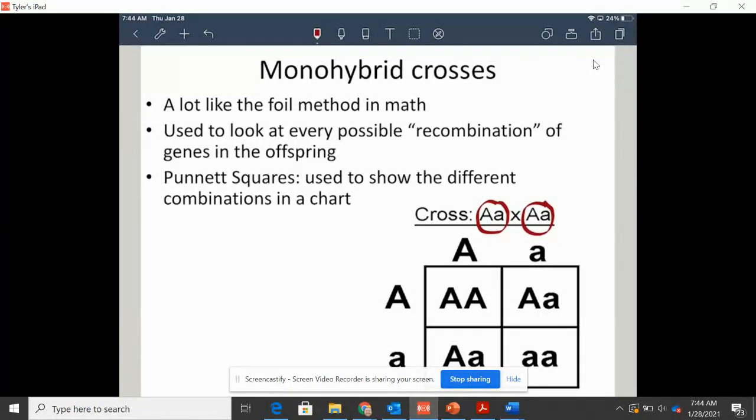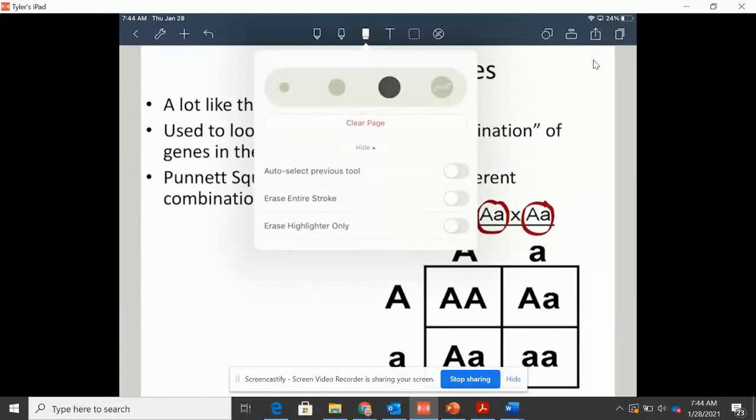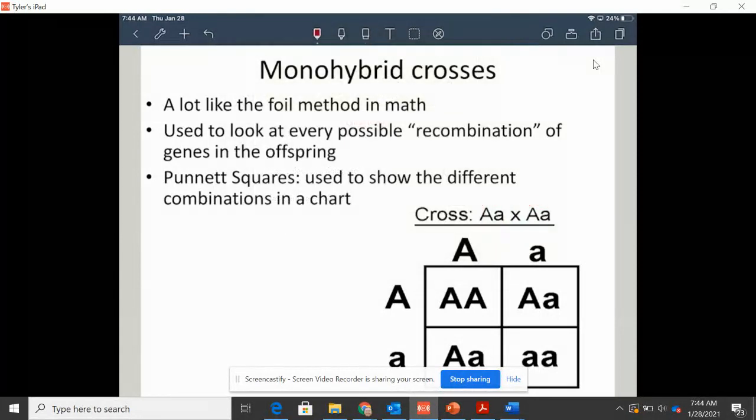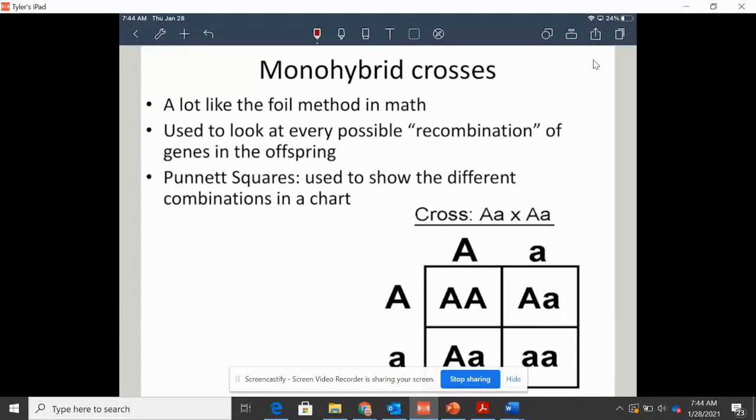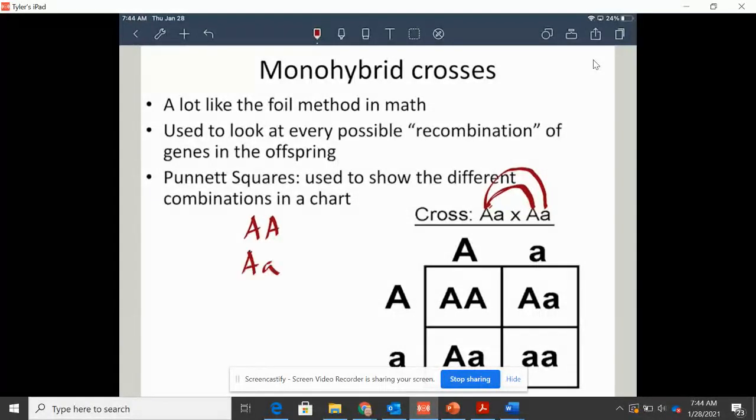Okay. And so we basically want to say, all right, if these are our parents, what are the possible combinations you could get, right? What are the different possibilities your kids could have? Well, when we pass these things down, this A, you could get this A from mom, and it could pair with this A from dad, and you get one of these, right? This A from mom could pair with that little a from dad, and you could get one of those.